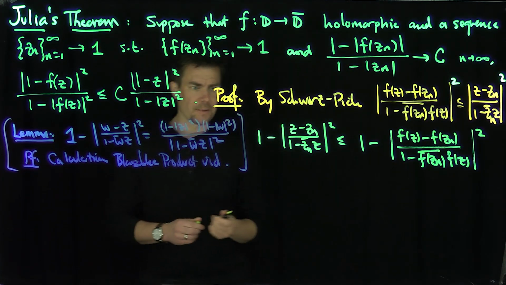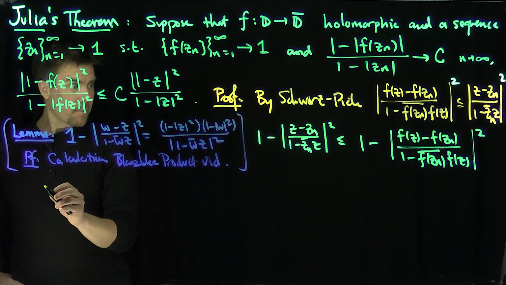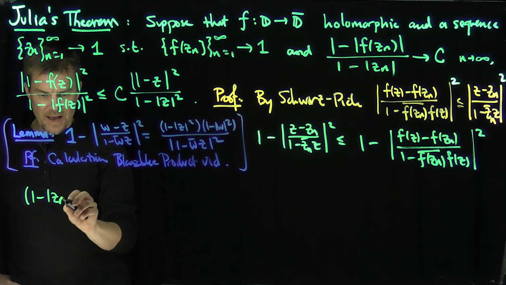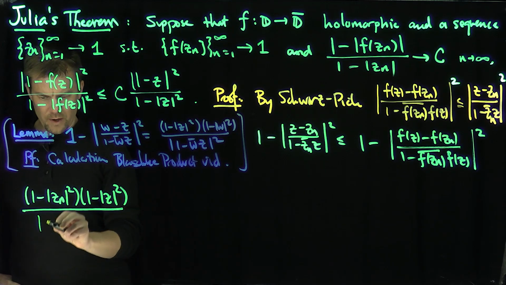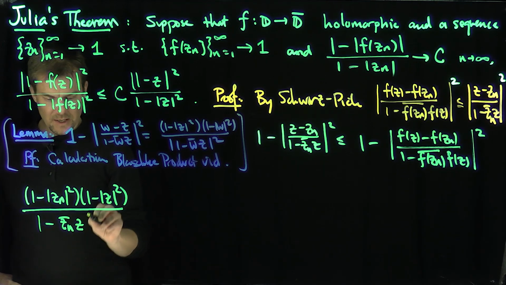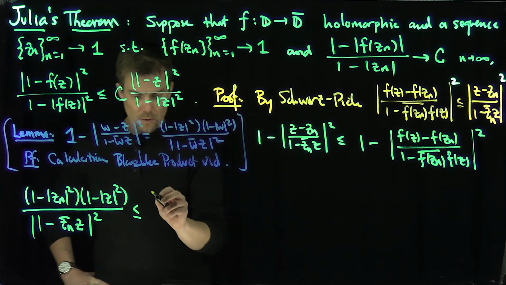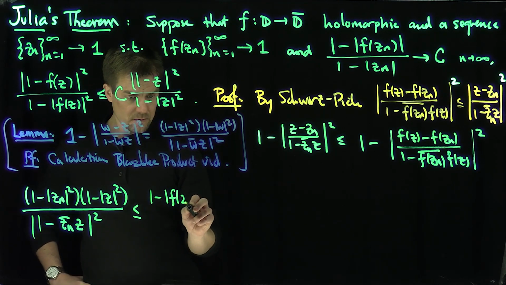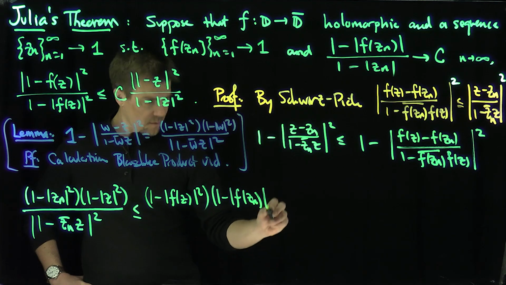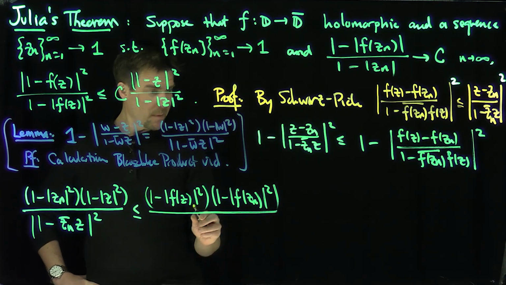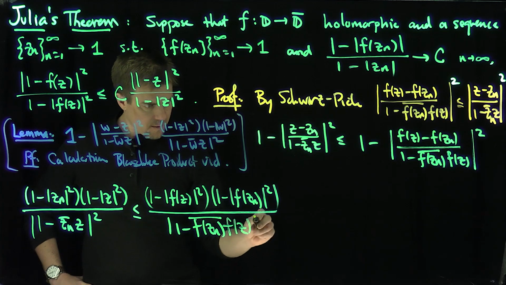And now I can use our lemma. What does our lemma tell us? Our lemma tells us that this is exactly equal to: 1 minus mod zn squared, 1 minus mod z squared, over modulus 1 minus zn bar z squared, is less than or equal to, same thing over here, 1 minus mod f of z squared, 1 minus mod f of zn squared, all divided by mod 1 minus f zn bar f z squared.